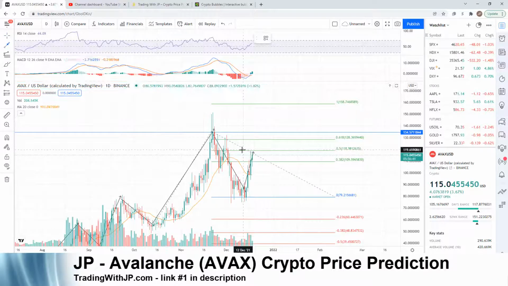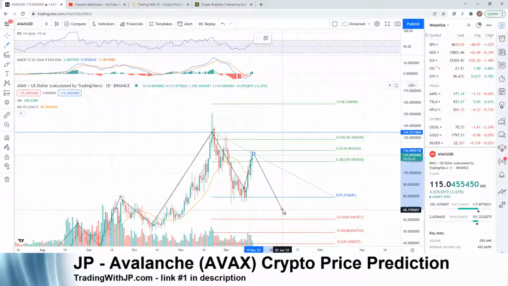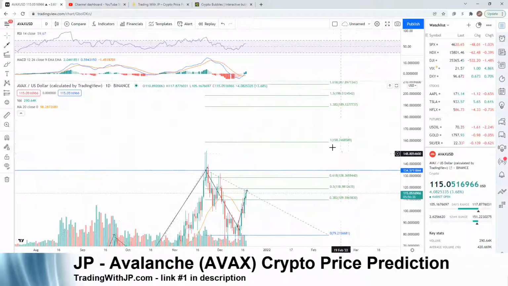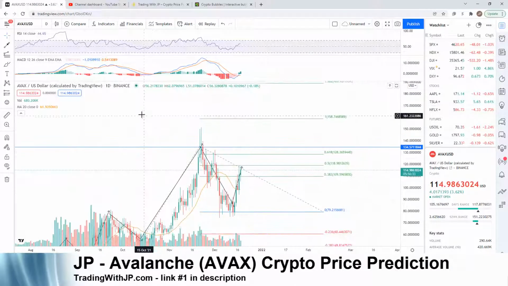And like I said, that would be if the price continues to keep going down and we break below this $79 mark. So that would be kind of a worst case scenario. Best case scenario, we're looking at somewhere between 158 and 189.